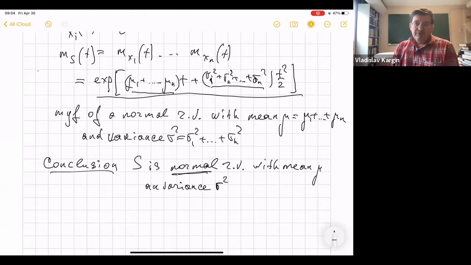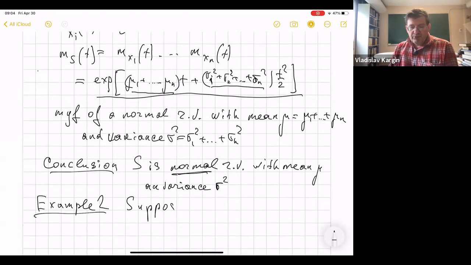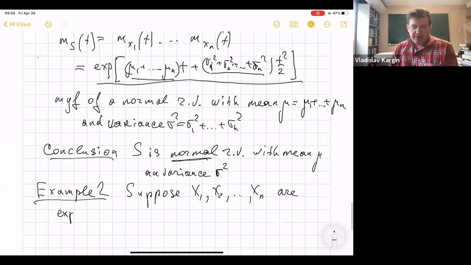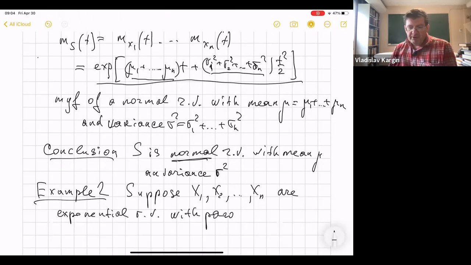There are a bunch of other examples, and we looked at many of them before. So example two. Suppose X1, X2, ..., Xn are exponential random variables with parameter beta.